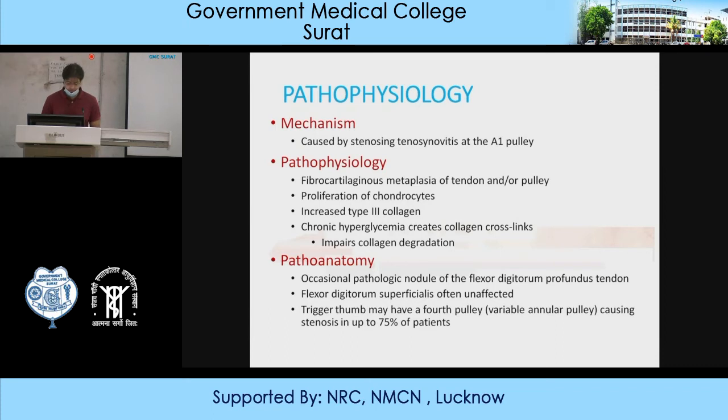In the pathoanatomy part, there will be an occasional pathologic nodule of the flexor digitorum profundus tendon. The flexor digitorum superficialis is often unaffected. So the major involvement is the digitorum profundus but not the superficialis. A triggered thumb may have a fourth pulley, a variable annular pulley, causing stenosis in up to 75% of patients.